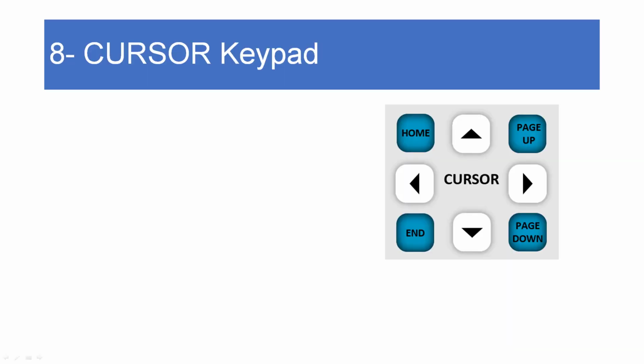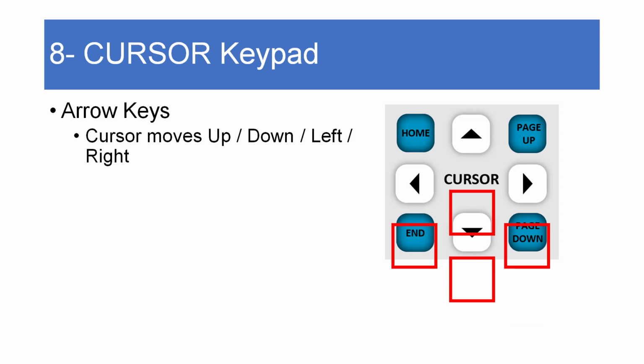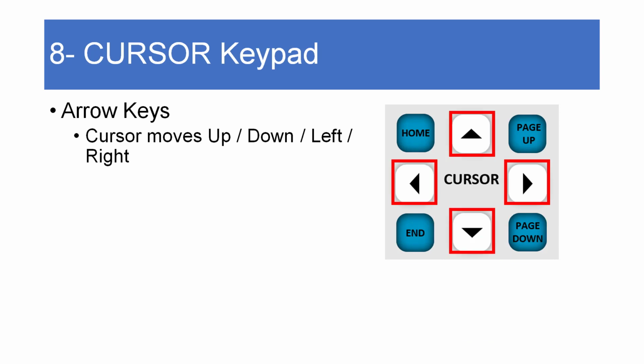The cursor keypad has 4 white arrows for up, down, left, and right. They will move the cursor in the direction commanded. In a table of data, these keys may scroll the table in those same directions as well.